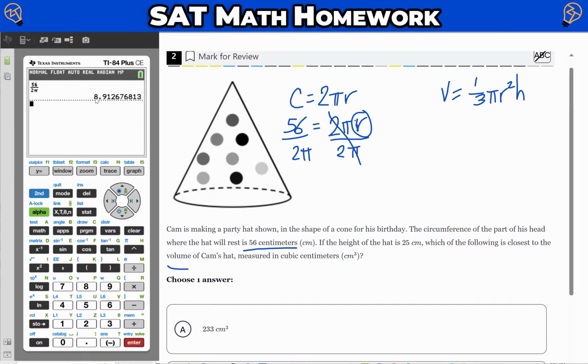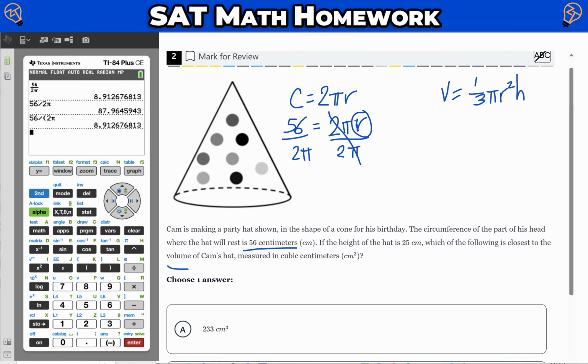So notice this is the correct answer. If instead I do 56 divided by 2 pi and I don't put parentheses, notice I get a totally different answer. And again, I could put parentheses, and the one that matters the most, I'm going to insert here. So second delete really inserts. And I'll put a left parenthesis, and notice it gets me the correct answer. So 56 divided by 2 pi gives me the radius. So this is the radius.